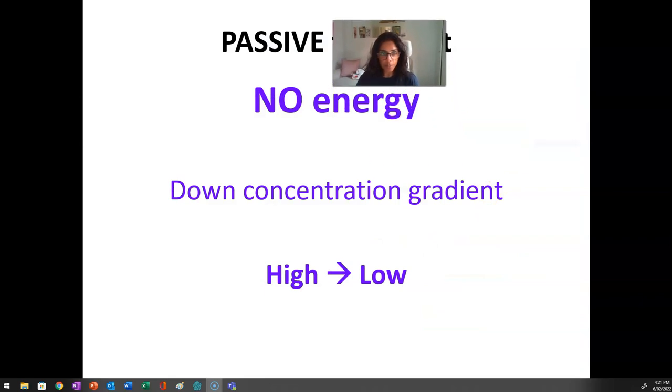So quick summary here. Passive transport, so if you're passing something along, it takes no energy, so there's no ATP there, and it's going on the principle of molecules moving down the concentration gradient. So we say that they move down the concentration gradient from an area of high concentration to an area of lower concentration.